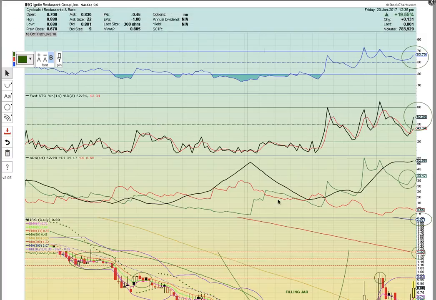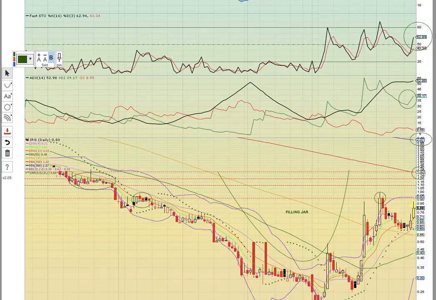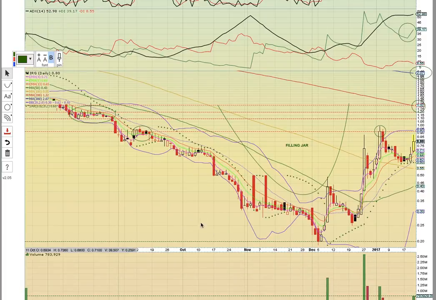Okay, so check out here on IRG. IRG has made a really nice move today. IRG is filling the jar, and you can see here it's heading back to these prior levels back here in August, and notice it made a bottom down here in December, and it's been going up, pulling back, making higher lows, pushing higher, making higher highs, higher low, higher high, higher low.